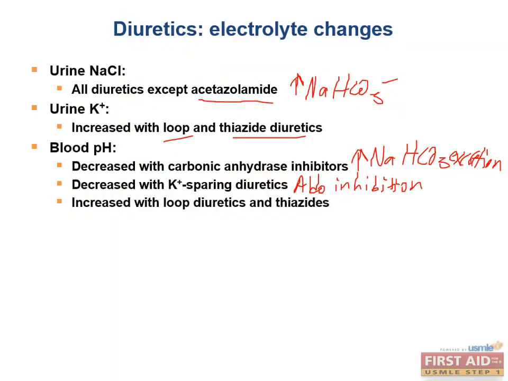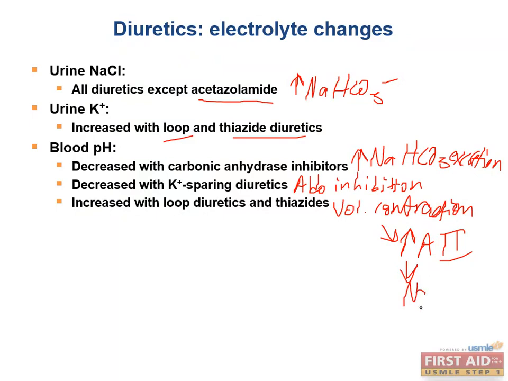And lastly, loop diuretics and thiazides increase blood pH. Firstly, this is due to volume contraction, which is going to lead to increased angiotensin II levels, and that will activate the sodium-hydrogen exchanger in the proximal tubule, and that's going to increase the excretion of hydrogen ions and therefore increase the blood pH, making it more alkaline. Secondly, potassium loss from the cells, because loop diuretics and thiazides will increase potassium excretion. The decrease in potassium in the blood will lead to potassium exiting the cells.